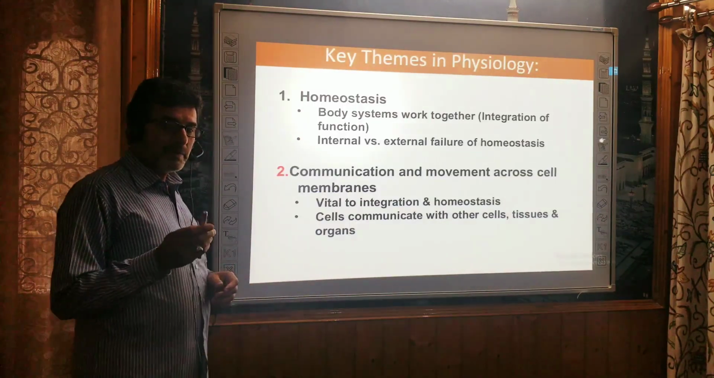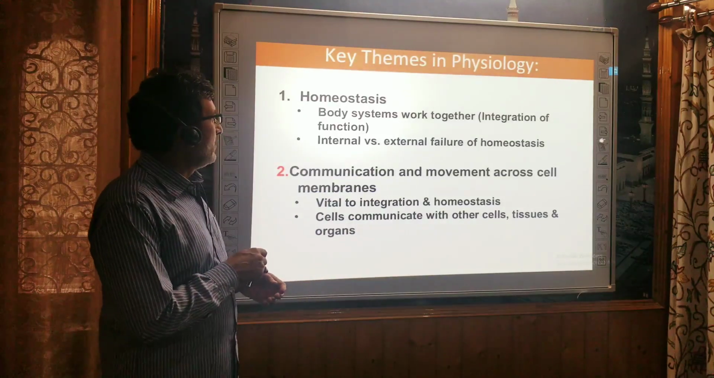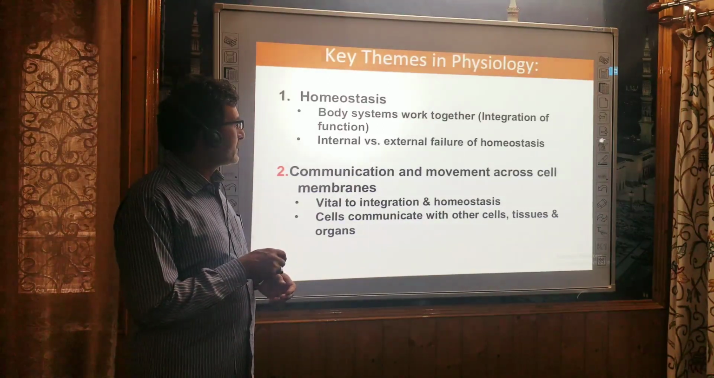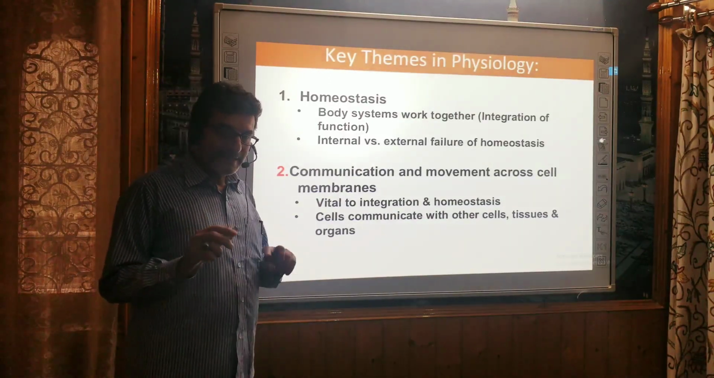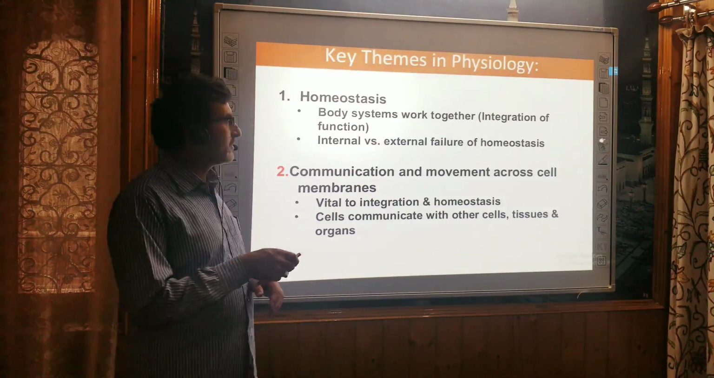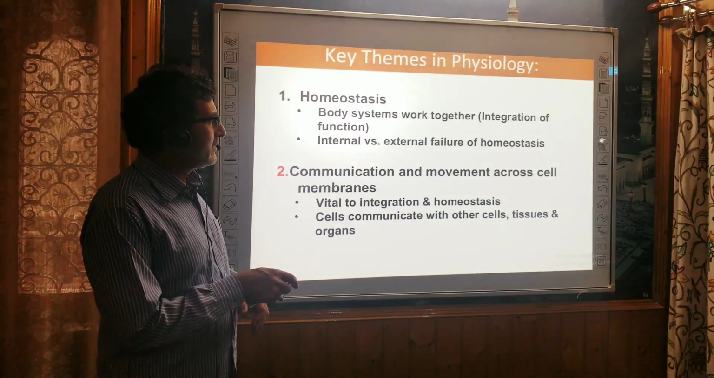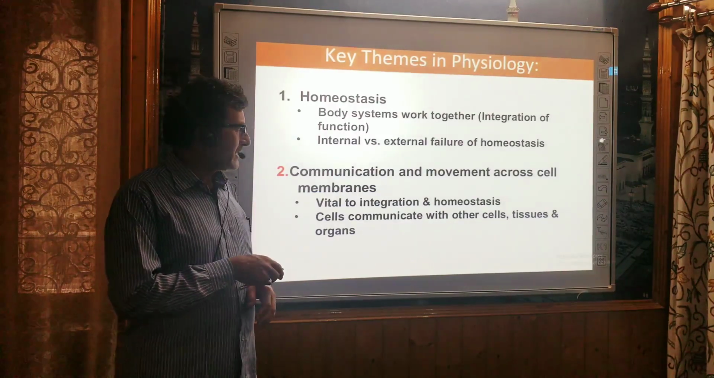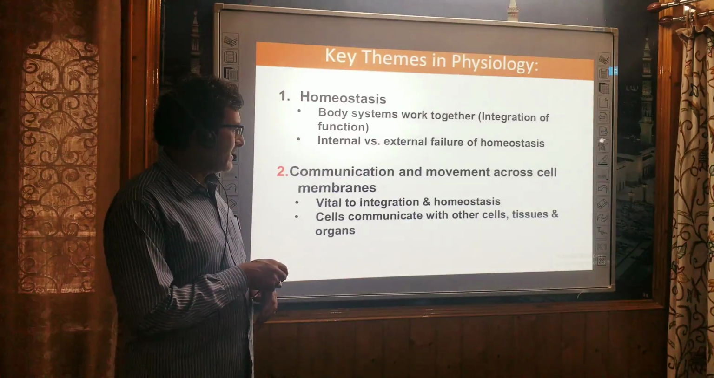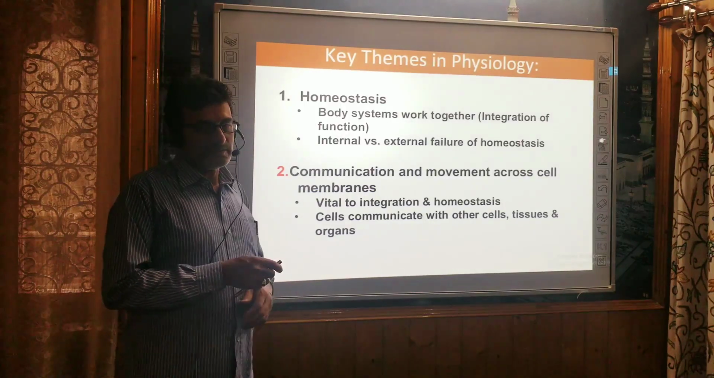Now, in our body we have a special system, that is homeostasis. Homeostasis means body systems work together, with integration of function, internal and external. The atmosphere is controlled by the system. We call that homeostasis, internal versus external. Failure of homeostasis. Communication and movement across cell membranes is vital to integration and homeostasis. Cells communicate with other cells, tissues and organs.